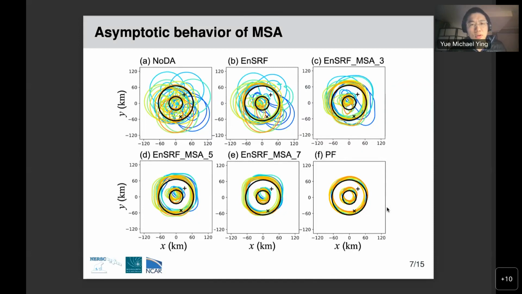So this is another look at the ensemble spaghetti plots of the wind contours, showing that when I start increasing the number of scales from 1 to 3 to 5, 7, it starts to approximate a nonlinear Bayesian solution. And I show the particle filter solution here to show that basically we're approaching something similar to a nonlinear solution.